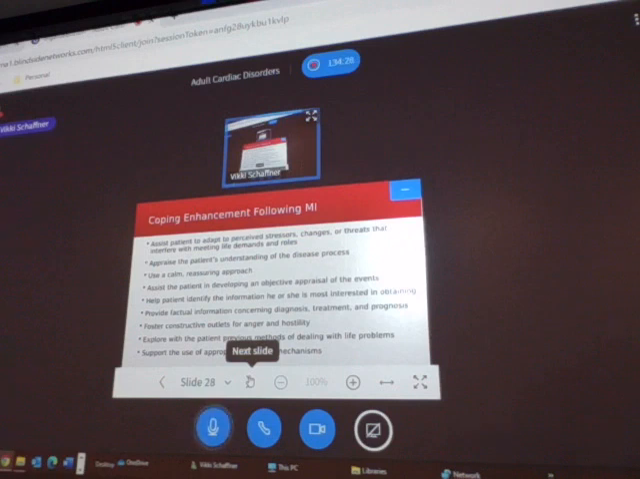You want to appraise the patient's understanding of what has happened and what could potentially happen. You want to assure them. You want to encourage them. You want to help them to understand the disease process and to be as optimistic about it as possible. You want to help the patient identify the most immediate things that have to happen. You want to provide factual information and foster constructive outlets for anger and support the use of appropriate defense mechanisms.